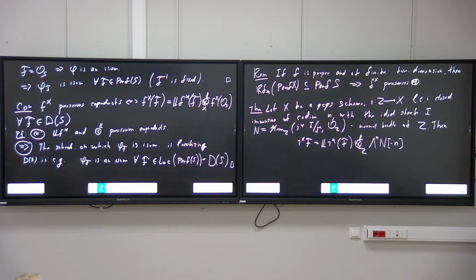Yeah, and Z is also quasi-compact and quasi-separated, yes. Hmm? Z is also quasi-compact and quasi-separated. Yes, but I think this follows automatically.